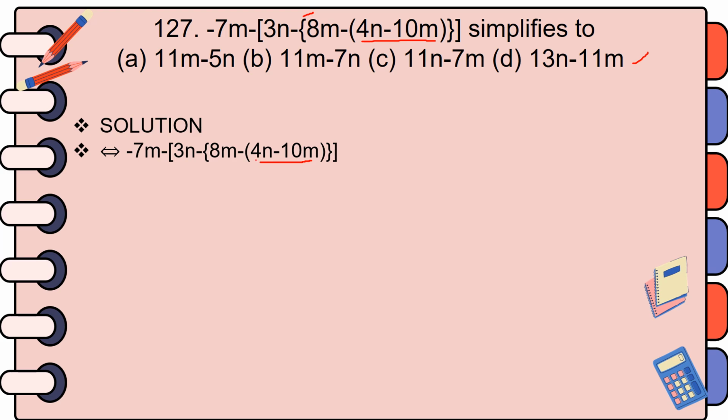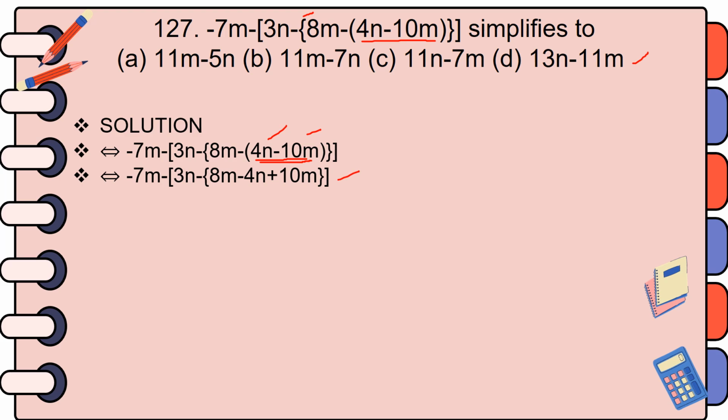So in a parenthesis, we have minus 4n minus 10m. Then this one will be changed into minus 4n plus 10m. Distribute the minus sign to both 4n and minus 10m. Then when you distribute the negative sign to both the elements 4n and 10m, it becomes minus 4n plus 10m. And you can rewrite the equation in such a way.